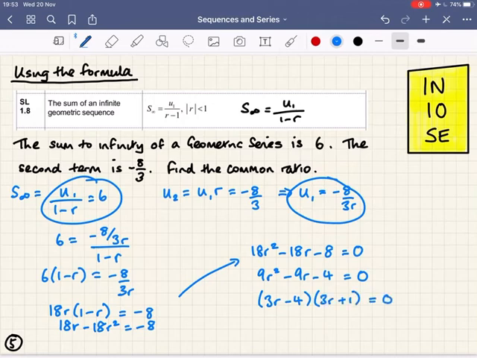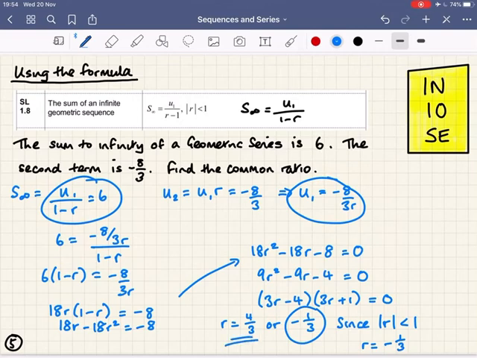Now there are two roots for this. So r is either equal to, from the first brackets, 4 over 3. Or, second bracket, r would have to be minus a third. Now, since the modulus of r has to be less than 1, in other words, r has to sit between minus 1 and 1, r must be equal to just this one, minus a third, because this other one does not sit between minus 1 and 1.